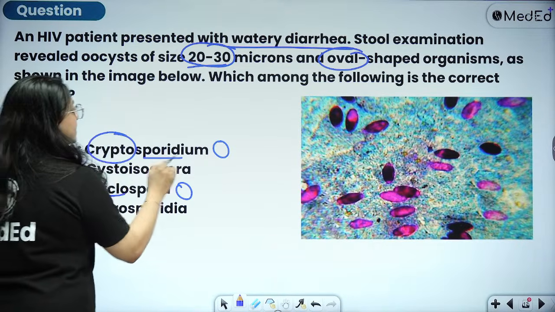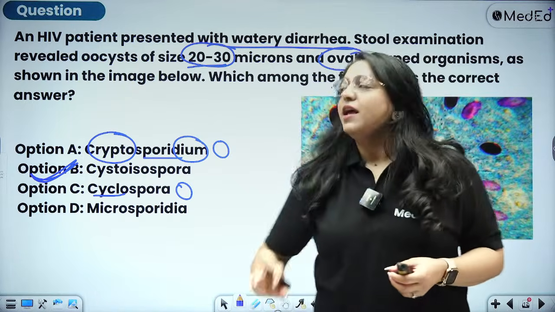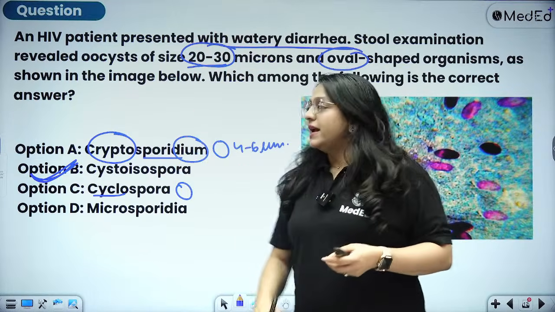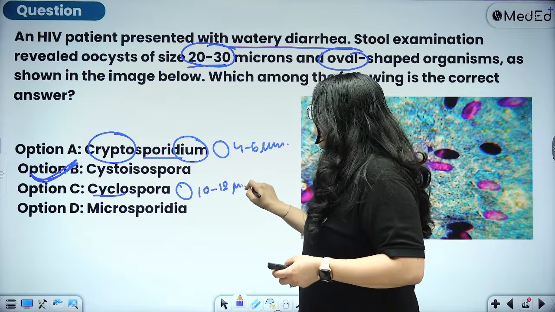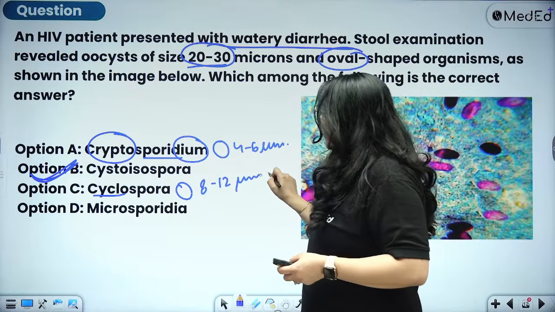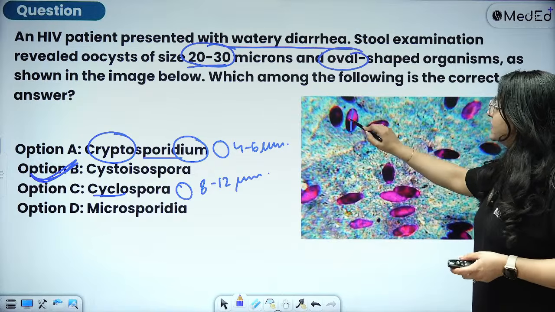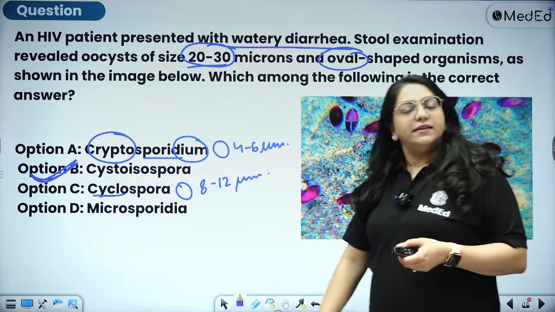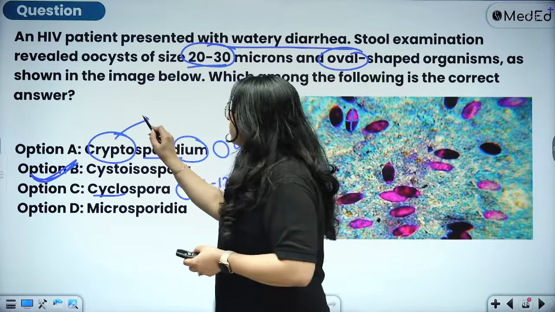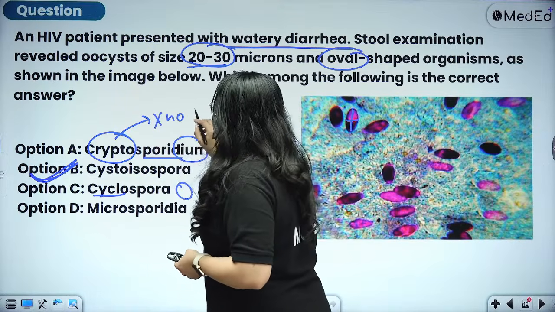Now crypto and sporidium, these are kind of indicating that it is small. So Cryptosporidium is small, 4 to 6 microns. Cyclospora is big. It is around 8 to 12 microns. And Cystoisospora is the largest, 20 to 30. So it is 20 to 30 like this, and half of that, 10 to 15 in breadth. That is the dimensions of a Cystoisospora. And we also know that crypto means hidden. So out of the three, this is the only one which does not show what?